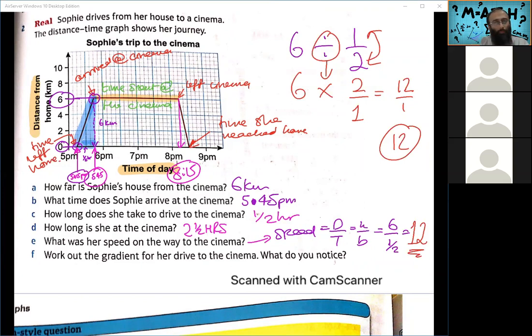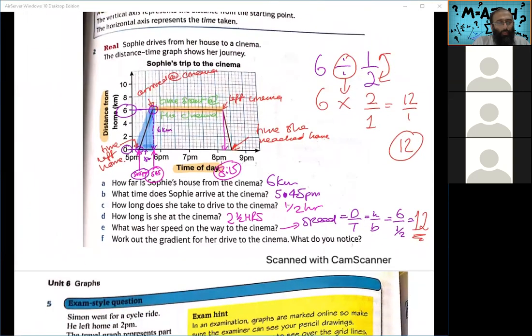Yeah. Making mistakes is good in maths. Learning from them is even better. Making mistakes is everybody's welcome. That's part of learning. The more mistakes you make, the more you learn. Okay, lovely. So the next question now.